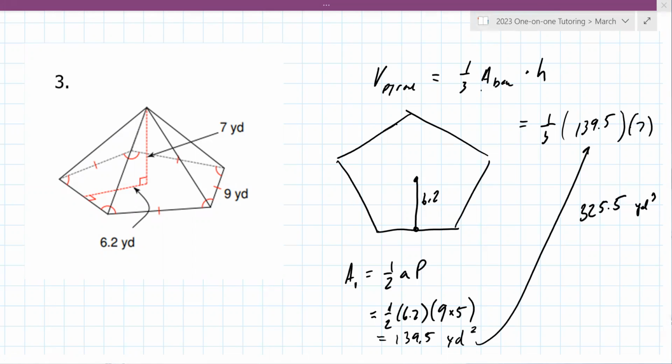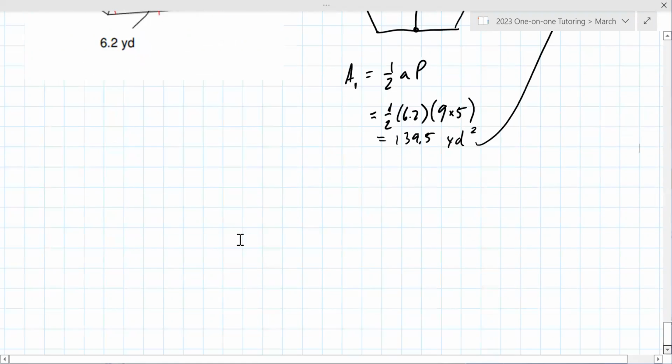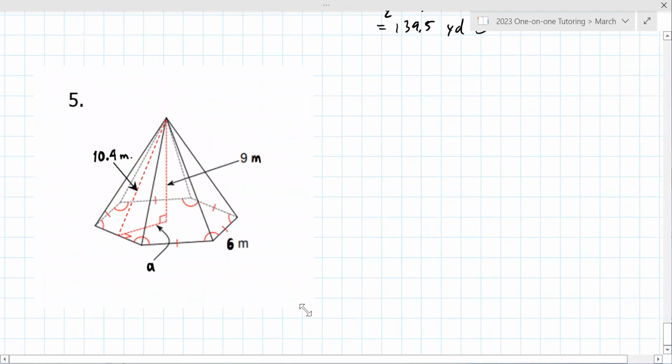All right, so we're gonna do one more prism problem, or I'm sorry, pyramid problem. Then we'll go back and do 2 and 4. So I'm gonna do 5 next. This one is slightly different. I mean, it kind of looks the same. But you start out with the volume of the pyramid as 1/3 the area of the base times the height.